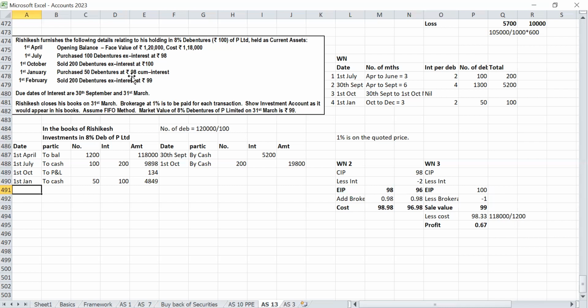Then 1st February, sold, first by cash, 200. 1st February, 4 months. 100 into 8% into 4 by 12.